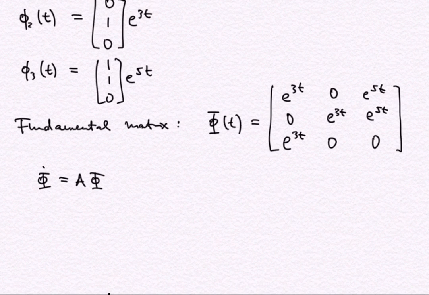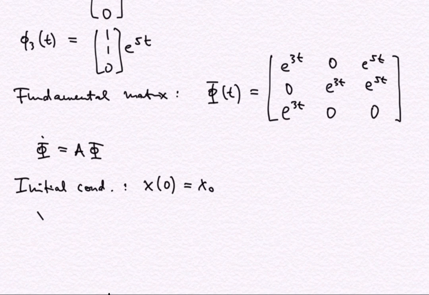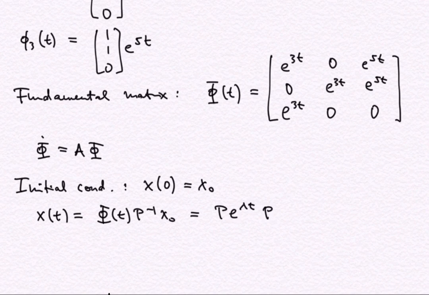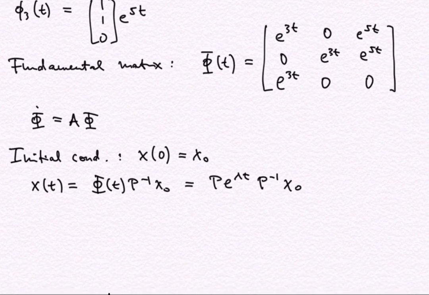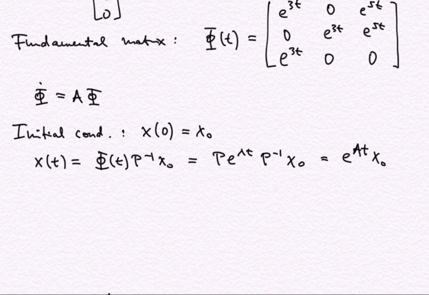And as before, any given initial condition, that x shall take a specific set of values at time zero, can be accommodated by calculating x(t) as the fundamental matrix times P inverse times x naught, which is P times e to the Lambda t P inverse x naught, which is e to the At x naught. And we have Phi(t) and we have P inverse, and for any given x naught, we can simply calculate it as we've done in the first example. I'm not going to do it again here in the interest of time.